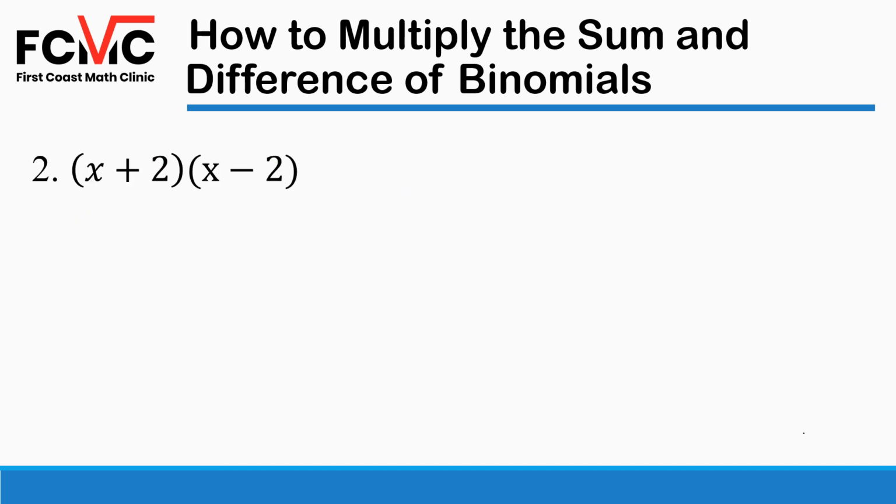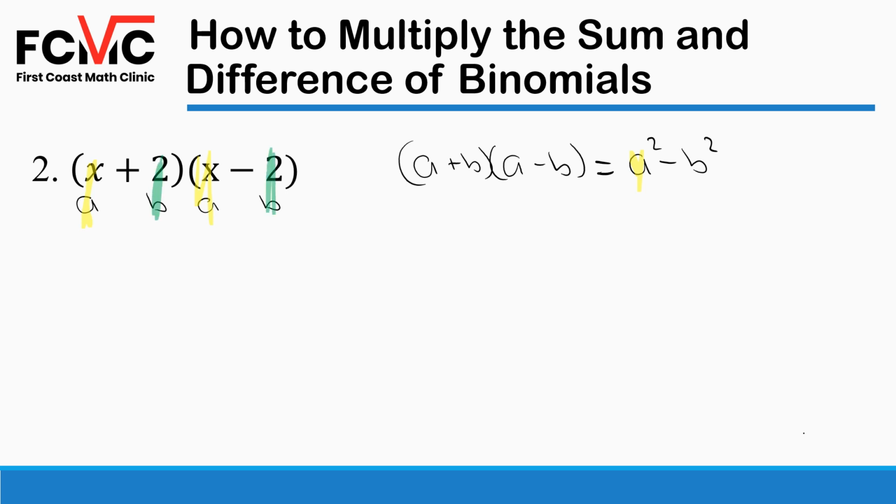So here we've got x plus 2 times x minus 2. So this is my A, this is my B, that's my A, that's my B. Remember, our rule is A plus B times A minus B equals A squared minus B squared. Well, our A value is x. Our B value is 2.